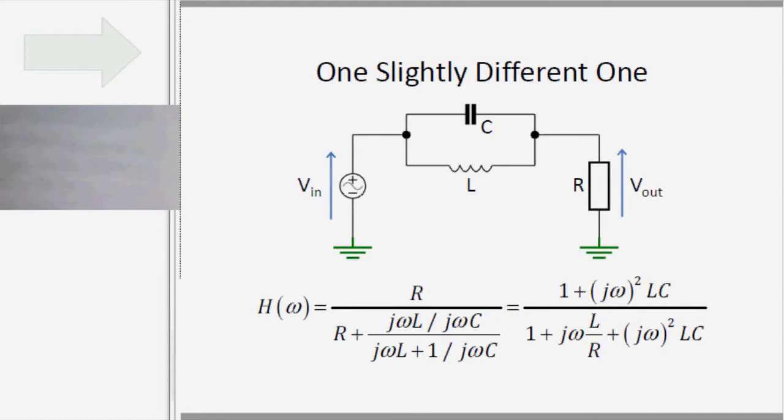Finally, a slightly different one. This one has two zeros in its response because we have a quadratic expression on the numerator here. So we've got two zeros, but neither of those zeros is at 0 Hertz. We have a couple of poles as well. It's interesting, however, to note where these zeros are.